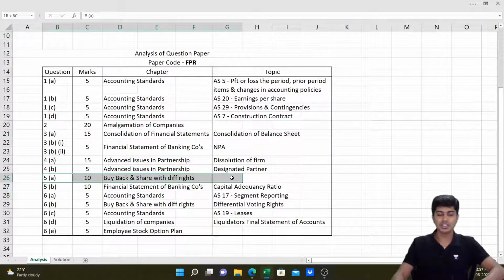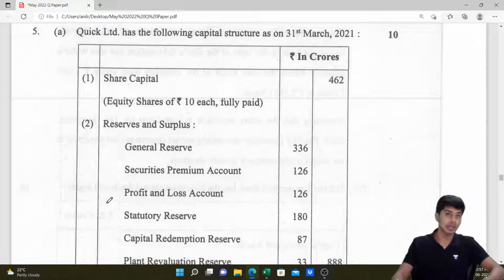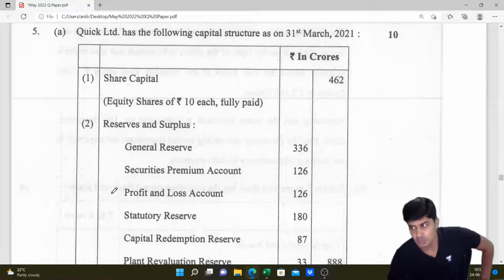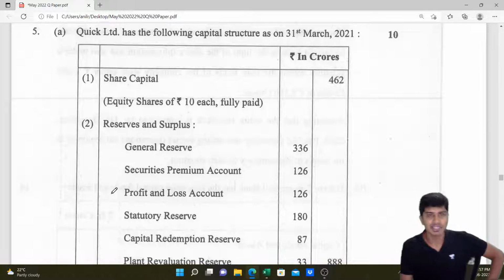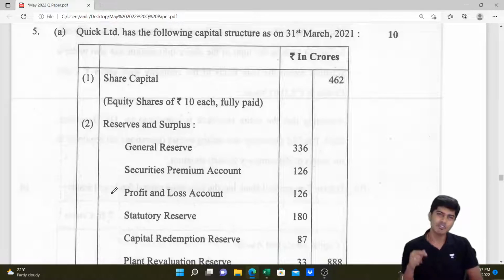So this is a question wherein the answer is expected about maximum permissible buyback. An interesting one. A similar question had come in the last attempt also. Yes, it is the last attempt. I remember seeing the answer scripts of a couple of students, and the majority of them usually get this wrong. I'll tell you where you get this wrong.